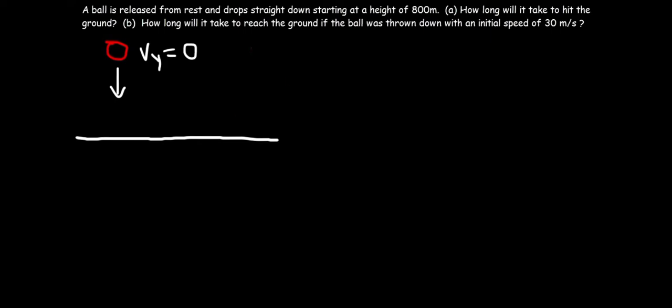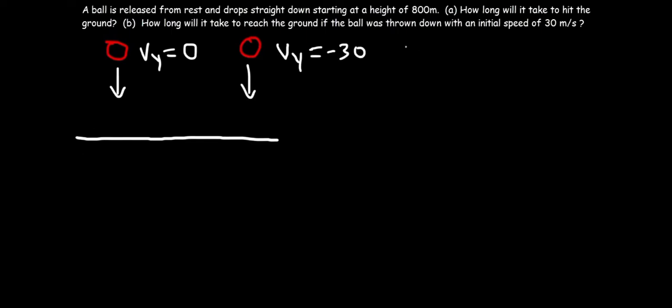Now, in the other example, Vy is not 0. The ball was thrown straight down. So Vy is negative 30. The speed is positive, but the velocity is negative because it's going in the negative y direction.